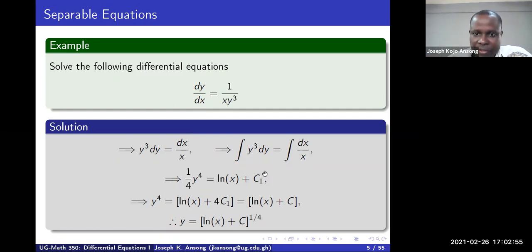Now it's quite straightforward, we know how to integrate expressions like this. That gives me 1 over 4 y raised to the power 4 is equal to ln x plus a constant of integration. I can multiply through by 4, and this is just another constant, so let's call it c. Then I can solve for y: just find the fourth root of both sides and you get y equal to this expression as a solution.